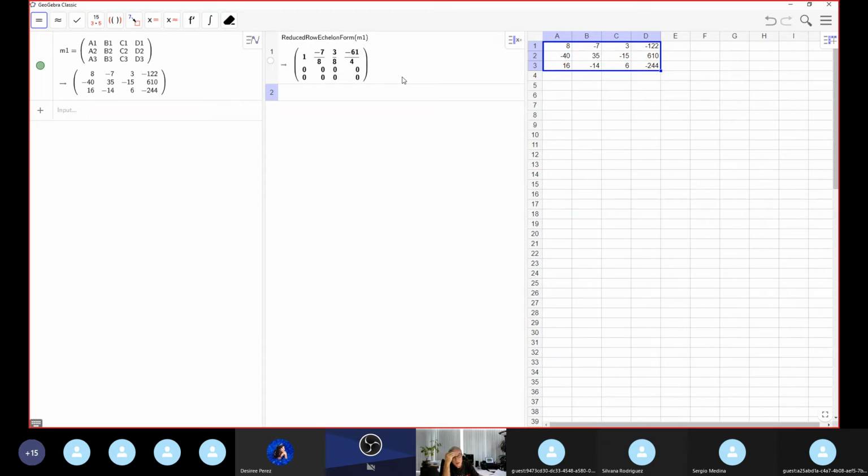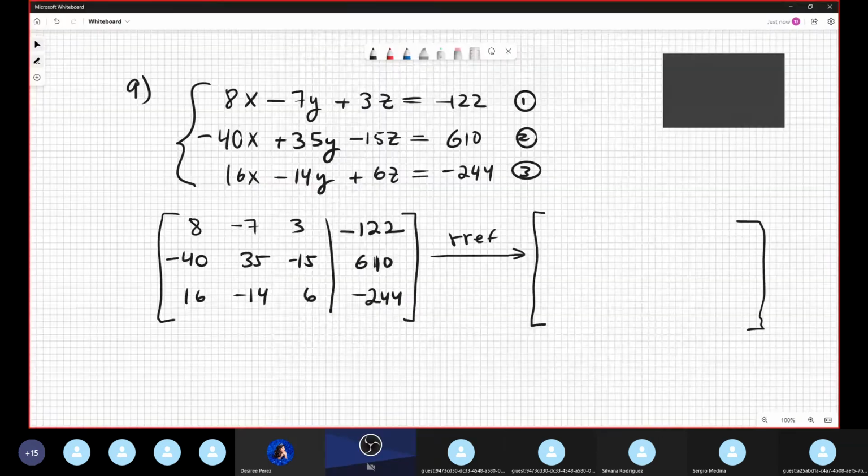Okay, what the hell? I don't understand anything. Well, I copy this number in my notebook. Wow, negative 7/8, 3/8, negative 61/4, and the rest is 0. What does that mean? I come back to my whiteboard. On my whiteboard, I copy this information that I obtained using the software.